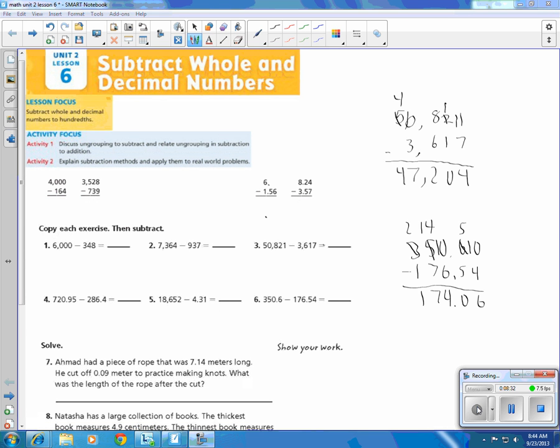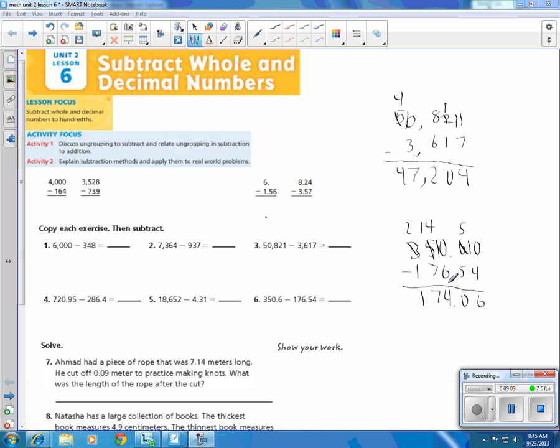Alrighty, welcome back, guys. Let's go ahead and take a look at those problems that you worked out. Number 3, 50,821 minus 3,617. So I went ahead and worked that out here to get a total of 47,204, which required me to borrow from my tens place here and bring a 1 over, and then also when I got over to my thousands place, I had to borrow from my 10,000s to get here.